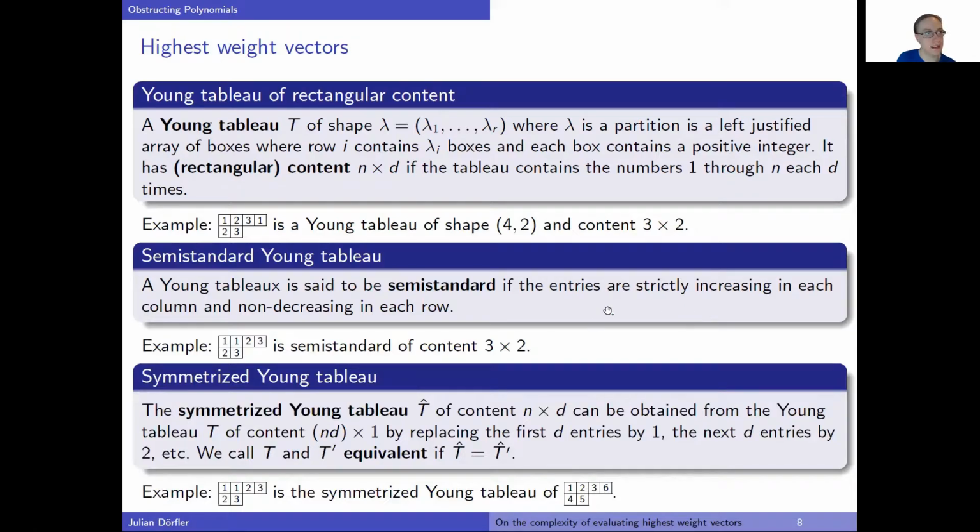And a last notion that we need is symmetrized Young tableaus. We can obtain content n times d from a Young tableau of content nd times 1. So this means all the numbers just appear once. And we replace the first d entries by 1, the next d entries by 2, etc. So in this case, 1 and 2 get replaced by 1, 3 and 4 get replaced by 2s, 5 and 6 get replaced by 3s. And if two of these Young tableaus symmetrize to the same one, then we call them equivalent. And equivalence will, as we'll see later on, mean that they compute the same function, compute the same highest weight vector.